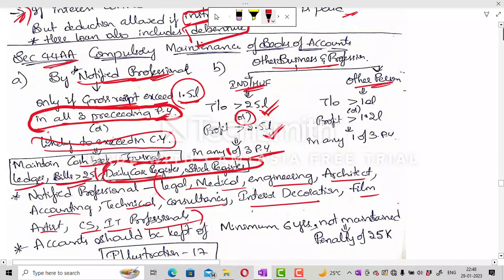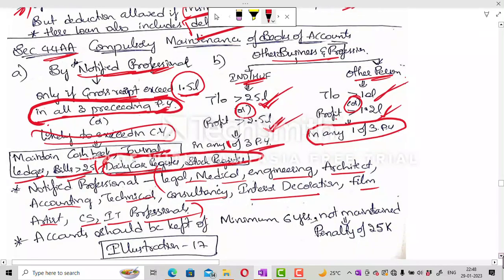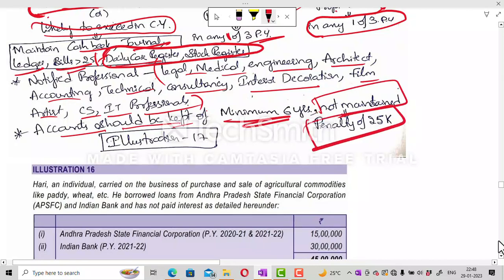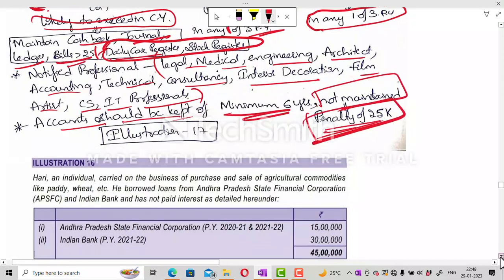Any other person, this is a case of individual. They have given more limit for individual, but for any other person, if turnover is more than 10 lakhs and profit is more than 1.2 lakhs in any one of the three previous years, then they need to maintain the books of accounts. Okay, 25, 2.5, 10, 1.2, remember. If they exceeded in any one of the 3 years, then they have to maintain accounts. That book should be kept for a minimum of 6 years. If not maintained, penalty is 25,000. Okay.